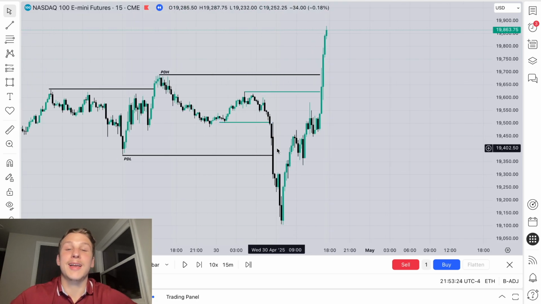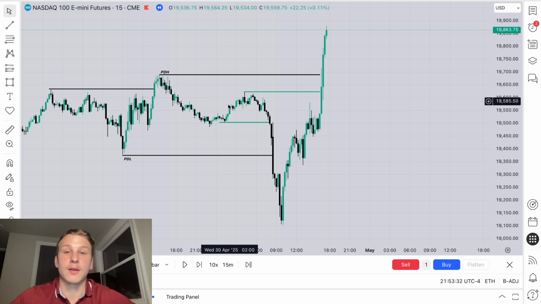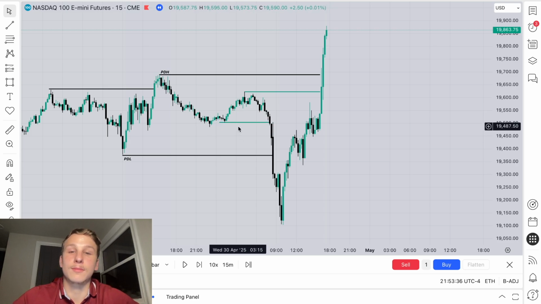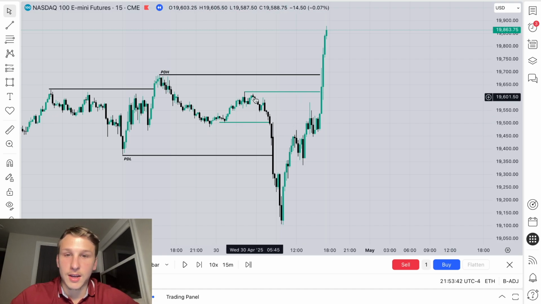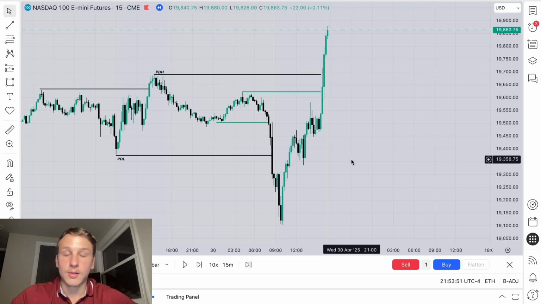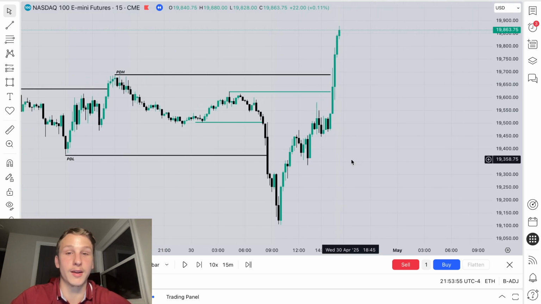What do we know and have at hand with the draws on liquidity in mind? Have we taken out previous daily low? Yes, indeed. Have we taken out previous session low? Yes, long ago. Now the question is, what's been left unfulfilled once again? Have we taken out previous session high? No. Have we taken out previous daily high? No. Take a look once again. It repeats and repeats over and over again.